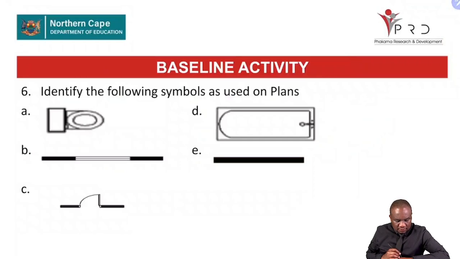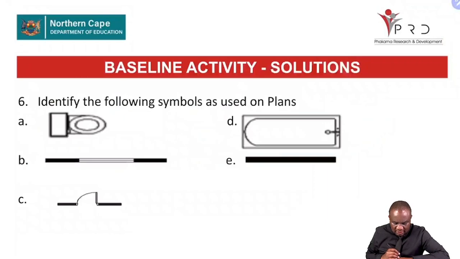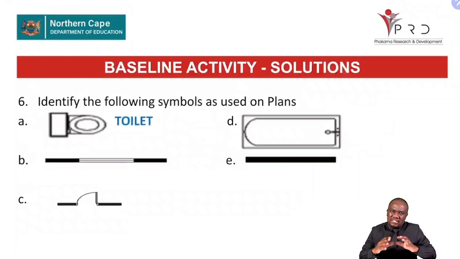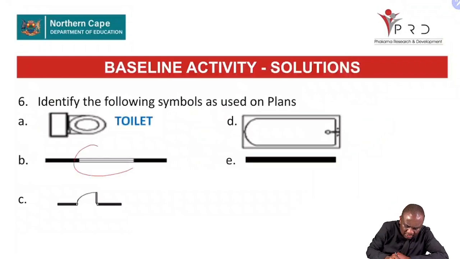Welcome back. Now, A, what is that? That's a seat there in the bathroom. So what do we call that? That's the toilet. So once you see a room with that, it means that's a toilet. And then what about B? What is this part? What does that represent?